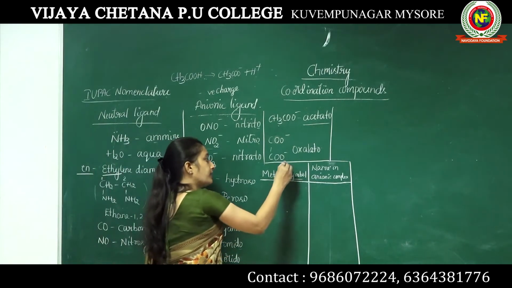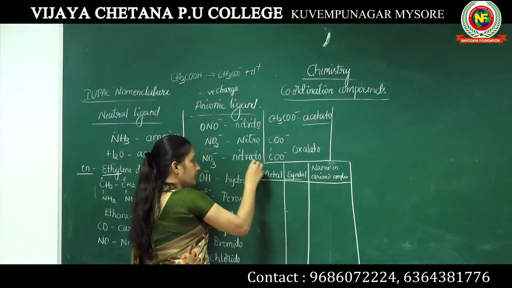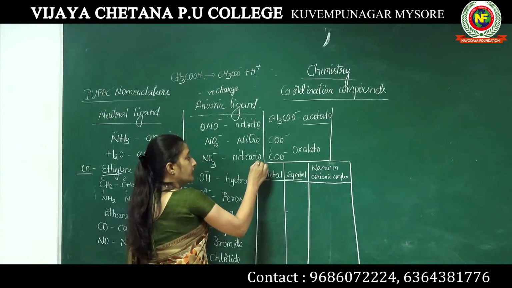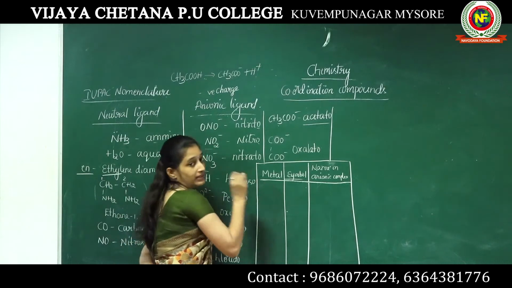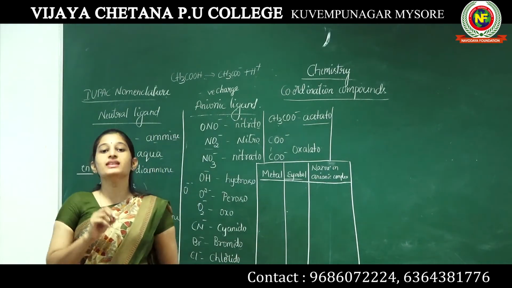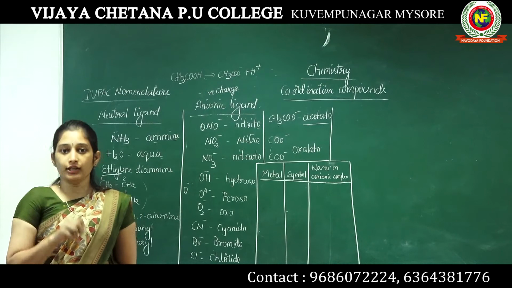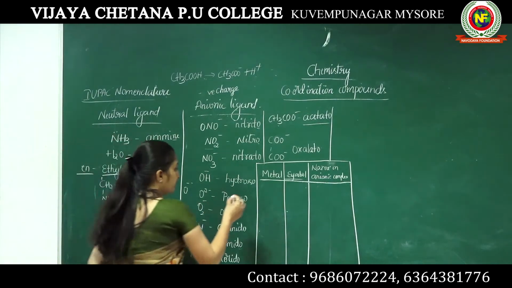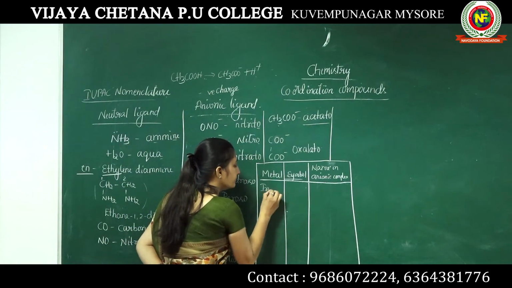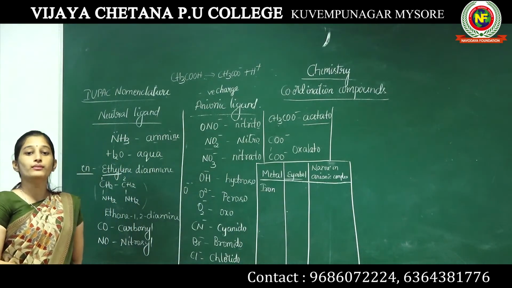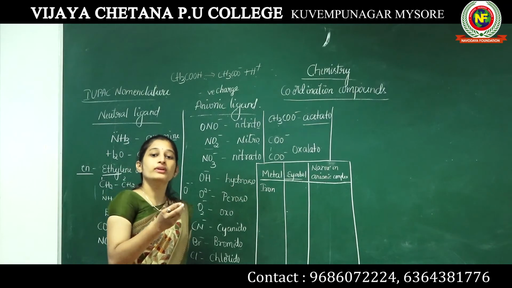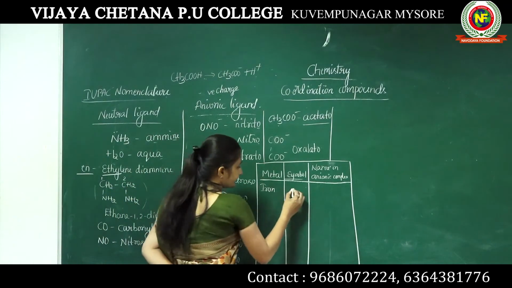See, for example, now if I am using iron as a central metal atom, CMI. CMI means central metal ion. For example, if I am using iron as a central metal ion, what is the symbol for iron? Fe.